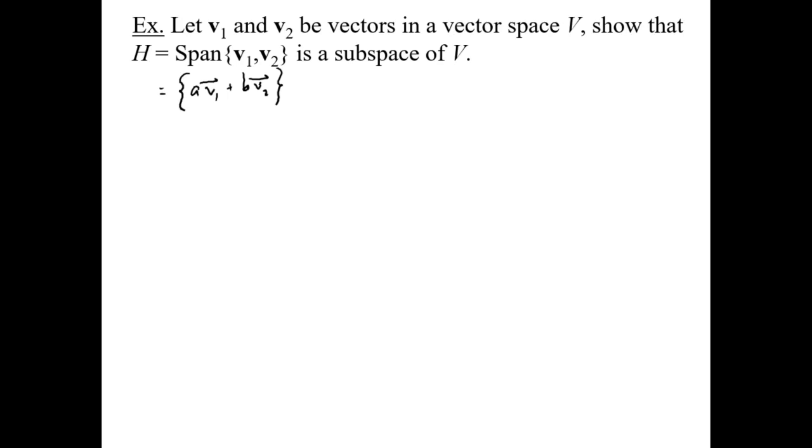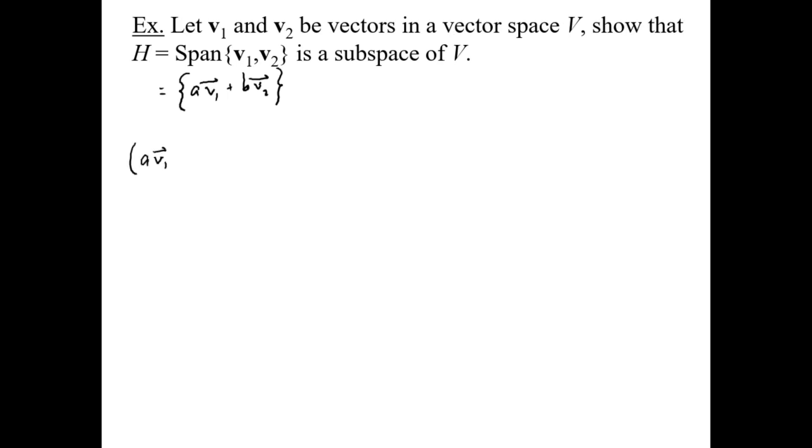Basically, we want to show that if you take any vectors, it doesn't even have to be two, it could be any number of vectors. Take any number of vectors in a vector space. The span of those vectors is itself a subspace, is itself a vector space. Okay, so let's take two such vectors.